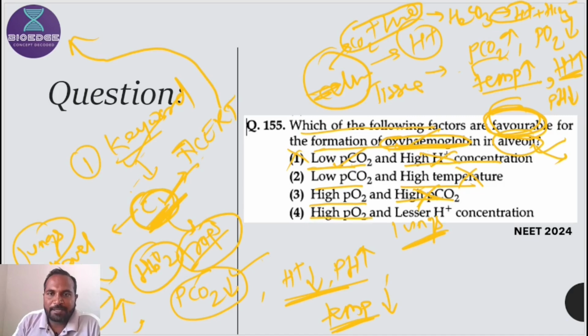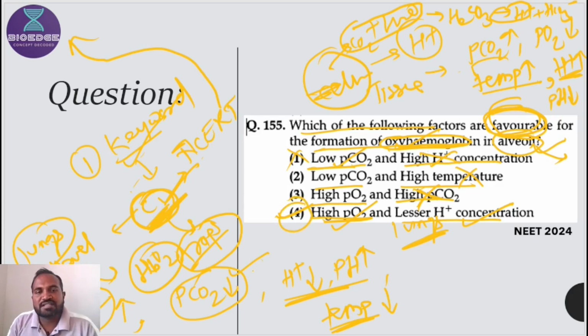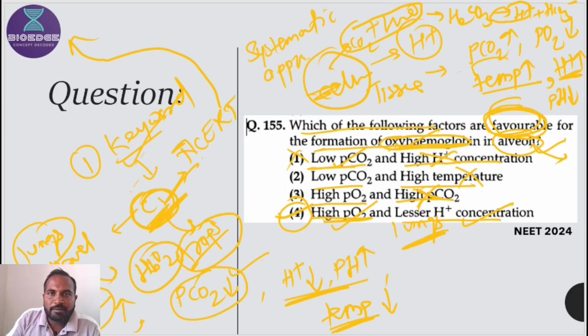Then next one is the high partial pressure of O2, correct. This one is the correct. And then lesser H plus ion concentration, it is also correct. So the fourth option is the correct option. So this requires logical thinking, how we come to the conclusion that the fourth option is the correct one. Such an exercise requires a strategic, systematic approach towards solving the question, and this systematic approach will be given by me.